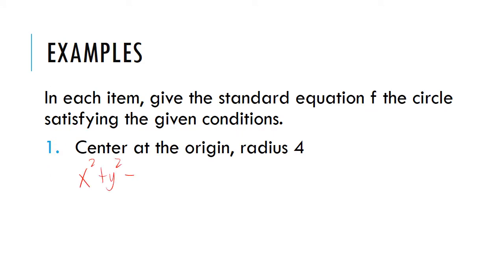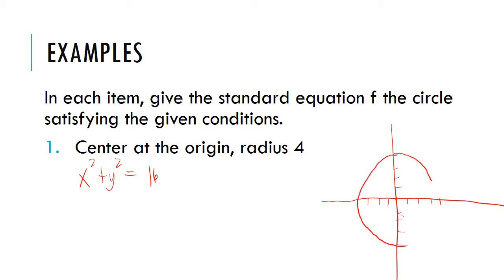x squared plus y squared equals 16. I'll just do it manually. The center is at 0, 0. The radius is 4. So 1, 2, 3, 4. And the circle should look like that. The radius is 4 here, and the center is at the origin, 0, 0.